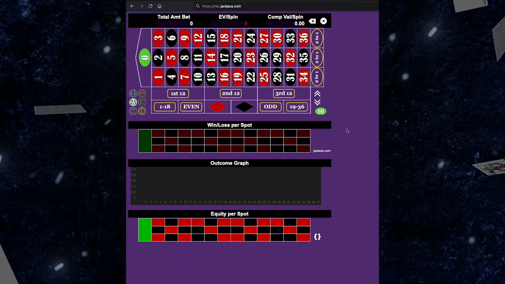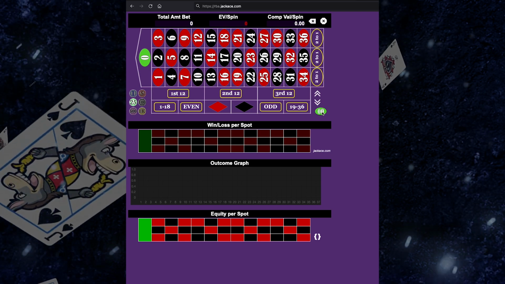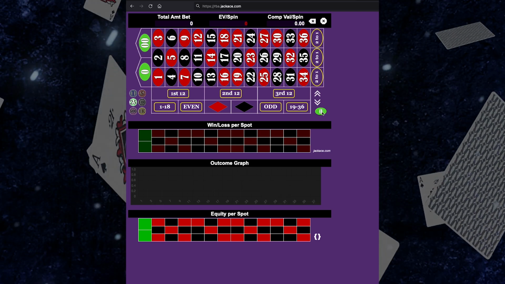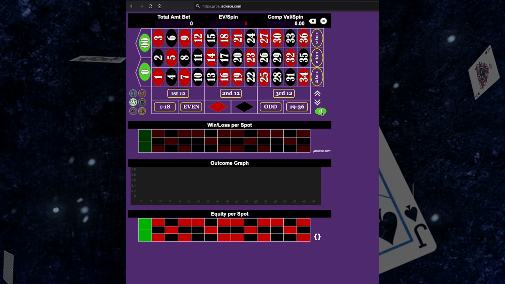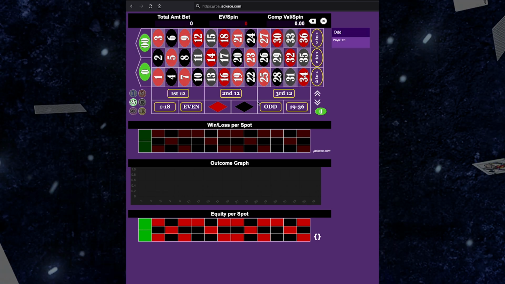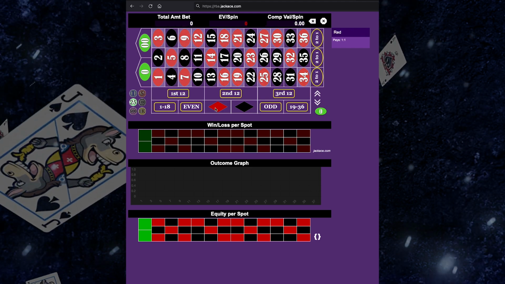And not just single zero, but you can also bet on double zero. It currently defaults to single zero, but you can toggle back and forth between single zero and double zero, whatever your preference is. And you'll notice that you can hover over any bet.